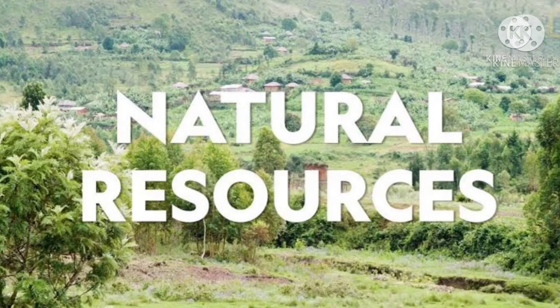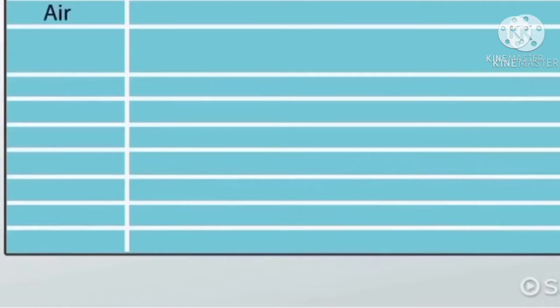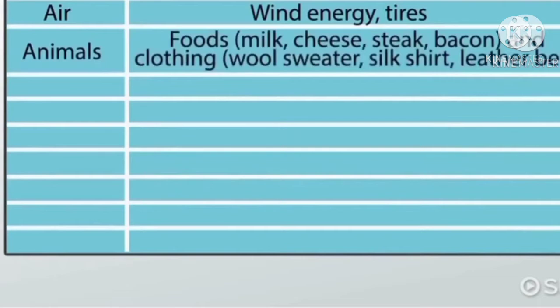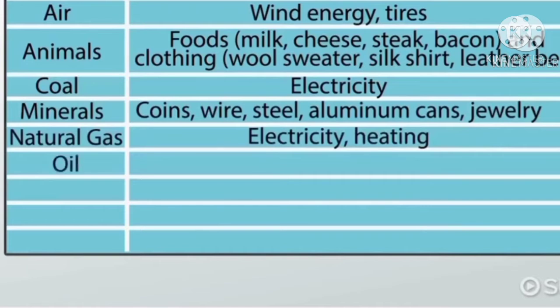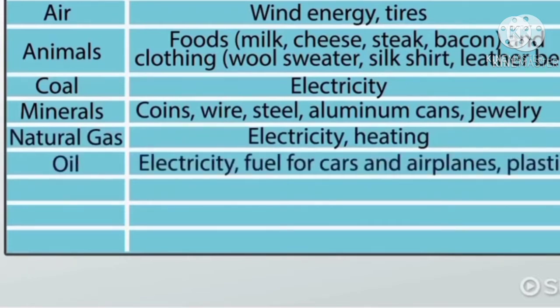Now, in natural resources, these things are always converted to the needs of man, like air. Air gives us wind energy and to pump our tires. From animals, we get food like milk, cheese, and clothing like wool sweaters. Then coal, we get electricity from coal. The minerals, we get coins, wires, steel, aluminum cans, and jewelries.